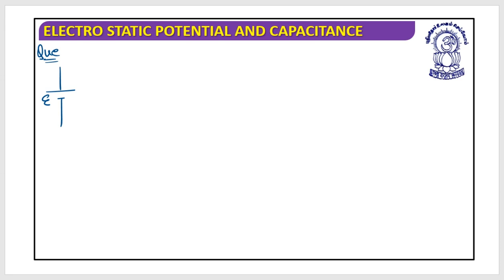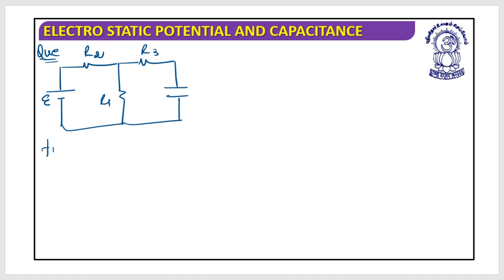A battery is there. Here the resistance is R2. Here the resistance is R1. Here the resistance is, let's say, R3. And a capacitor. Find the RC time constant of the circuit.